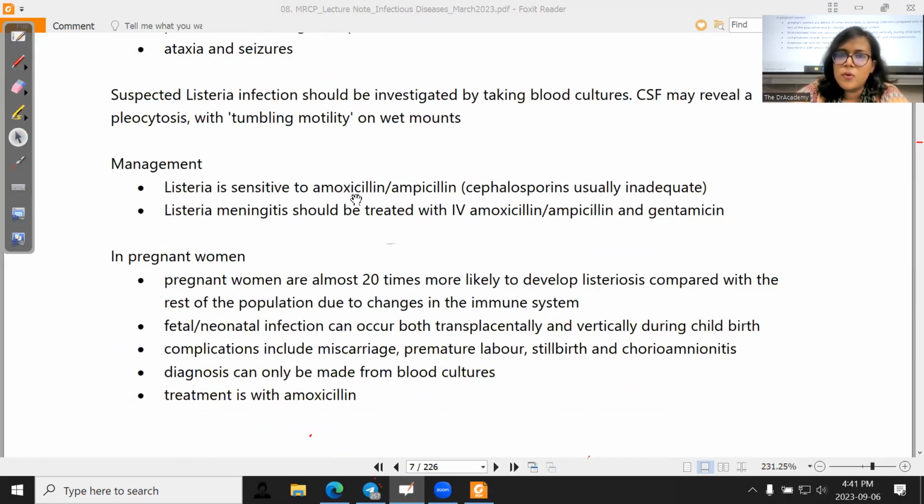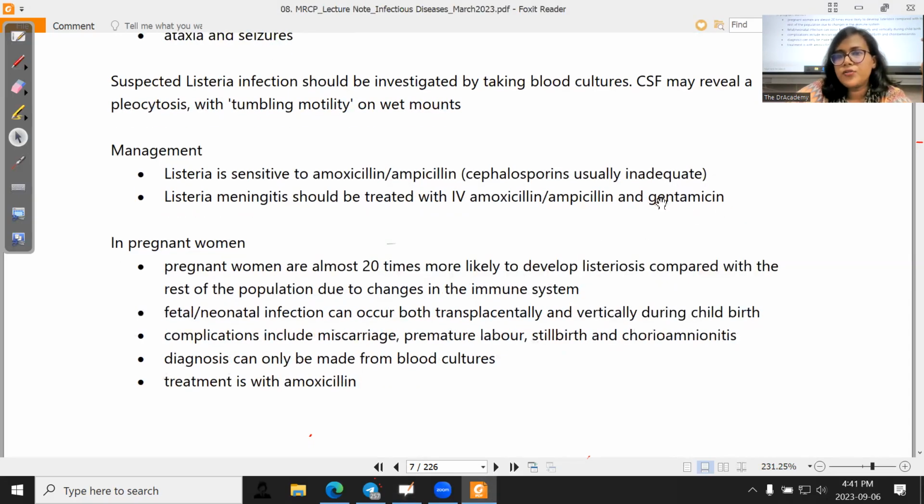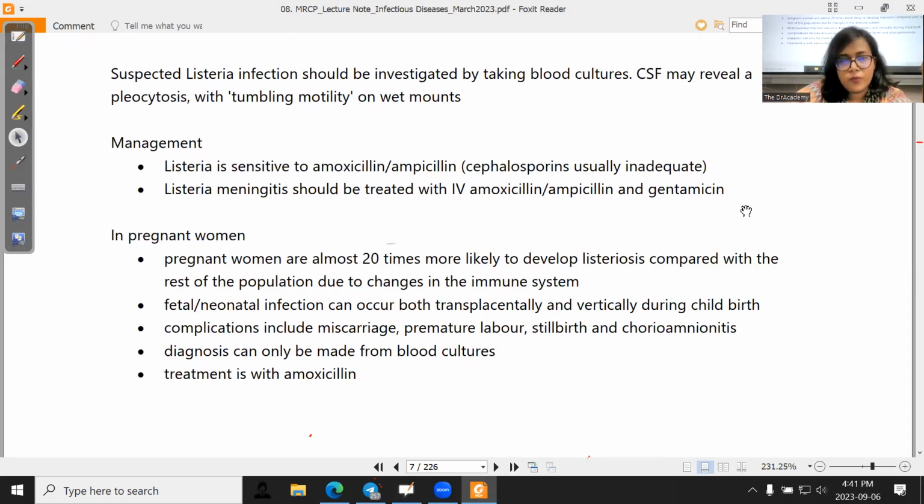This is sensitive to amoxicillin or ampicillin, basically cell wall acting agents, and Listeria meningitis should be treated with intravenous, broad spectrum IV medication instead of oral medication. Along with that, you need better penetration, so gentamicin is given, kind of like infective endocarditis management.